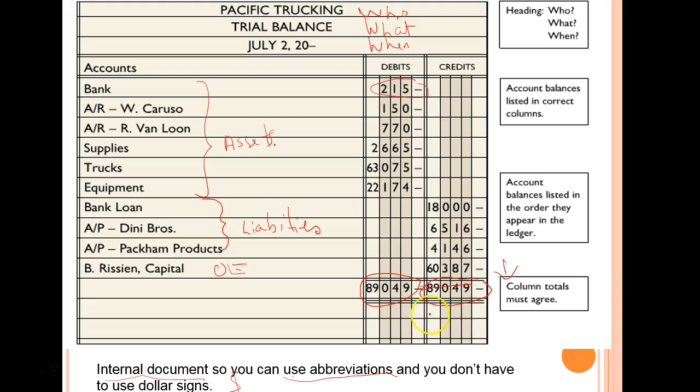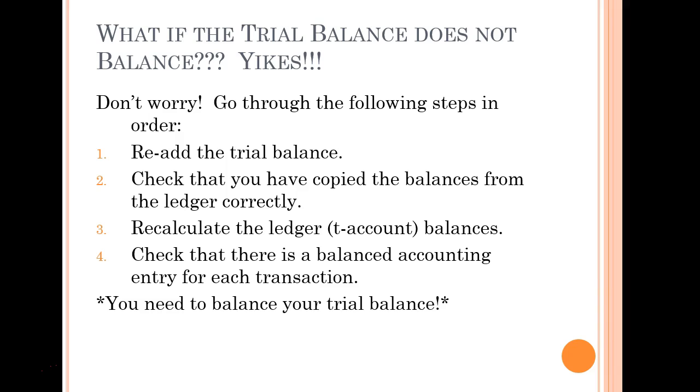So let's say this number was $90,049, and it was out of balance by $1,000. Well, you'd have to go and investigate why. So here's the steps that you're going to follow.